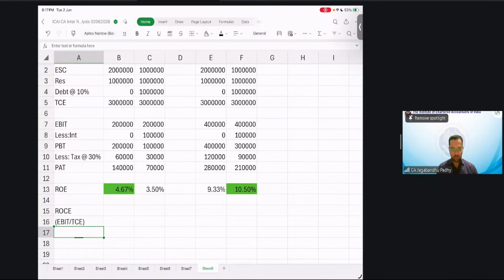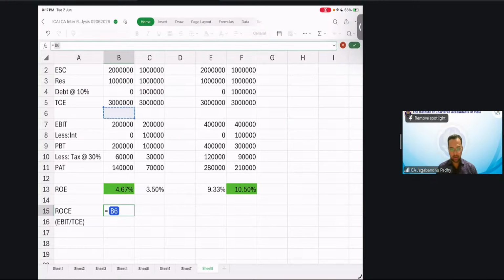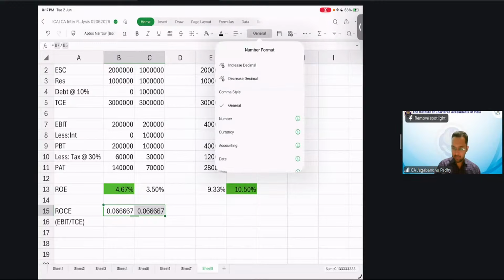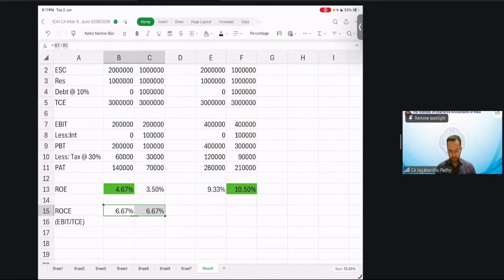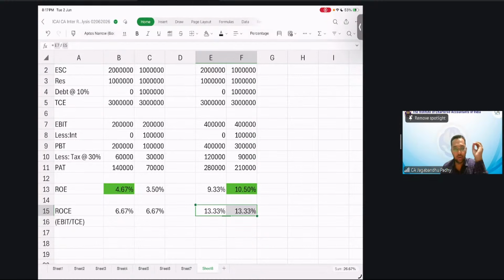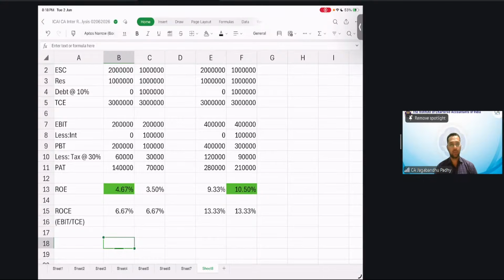Over here, it is EBIT divided by 3, which gives 6.67%. And over here, it is 13.33%. Right? Your EBIT is the same. But still, the bottom line, which is return on equity, is different for both. Now, why is it so? Simple.